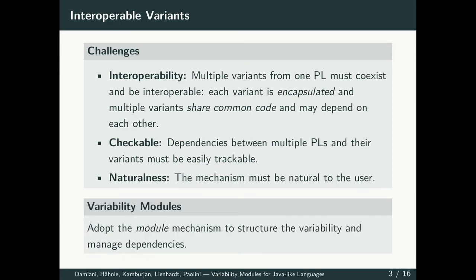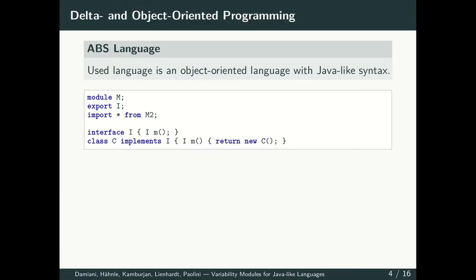And the thing that we are going to do is that in a Java-like programming language, we are going to take the module mechanism, which is fairly standard in modeling and programming languages, and put a variability model inside of the module. And then we are going to reuse the dependency and reference mechanism between modules and between their elements to handle dependencies and references between different variants. We call this integration of variability into modules, variability modules. And next I'm going to introduce them by example.